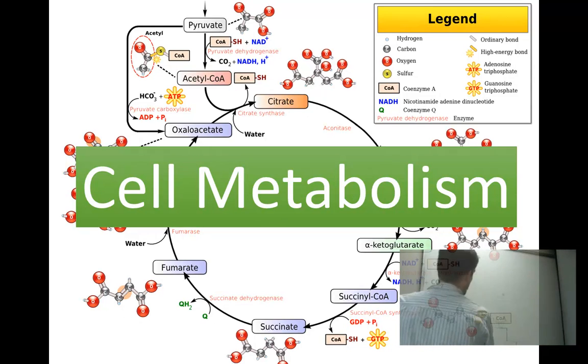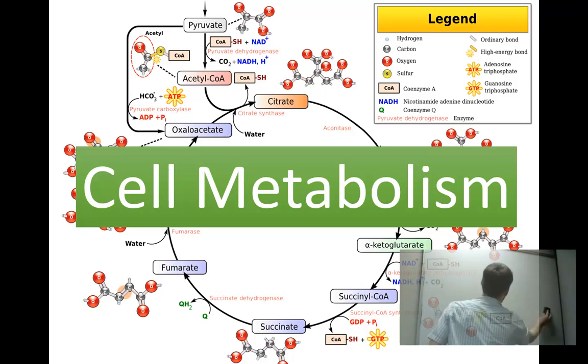Okay, so the first one, cell metabolism. By definition, cell metabolism is how you break down molecules and use them for energy. That occurs in your cells. What organelle in your cell is involved in making energy? Mitochondria. Yeah. So that's where most of this takes place. Some of it takes place in the cytoplasm.